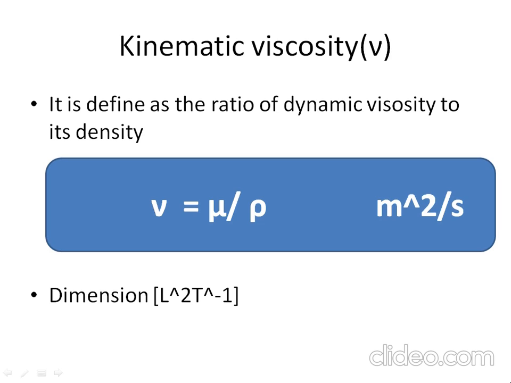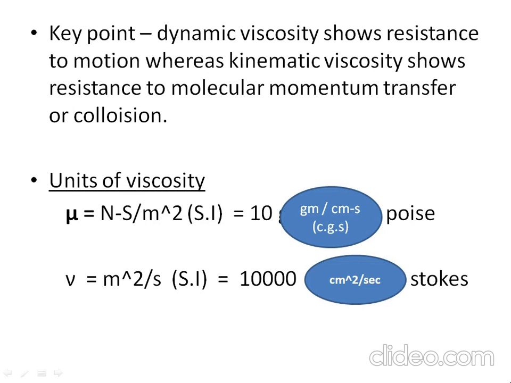Important points. Dynamic viscosity shows the resistance to motion, whereas kinematic viscosity shows resistance to molecular momentum transfer or collision. Units of viscosity. Dynamic viscosity SI unit is Newton second per meter square and its CGS unit is poise. So 1 Newton second per meter square is equal to 10 poise. Kinematic viscosity SI unit is meter square per second and CGS unit is Stokes. So 1 meter square per second is equal to 10 to the power 4 Stokes.